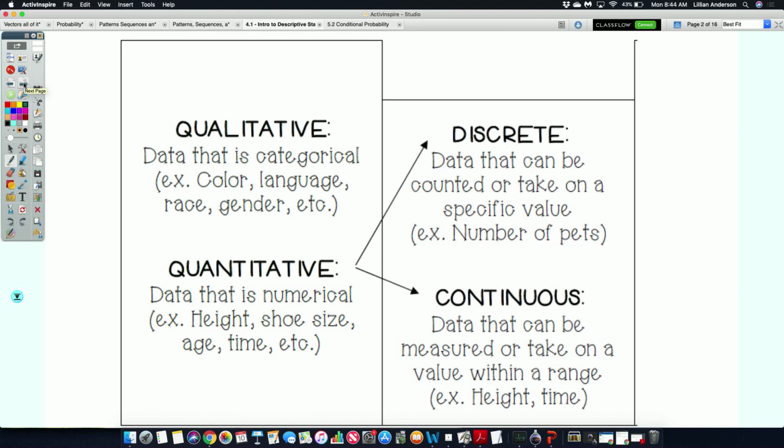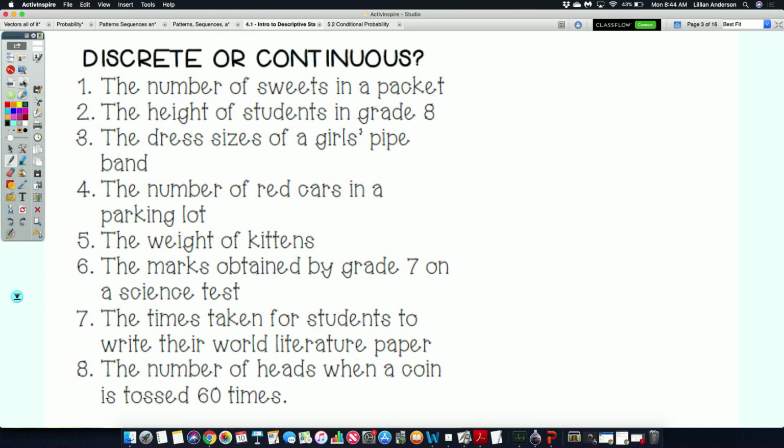Let's take a look at some more examples. Just make sure you guys can understand the difference between continuous and discrete. The number of sweets in a packet. Discrete. You can sit there. It doesn't matter how big that bag of candy is. You can sit there and you can count how many sweets are in that packet. The next one should be pretty straightforward. The height of students in grade 8. Continuous. Just like when you went around and got your heights for your data for your project.